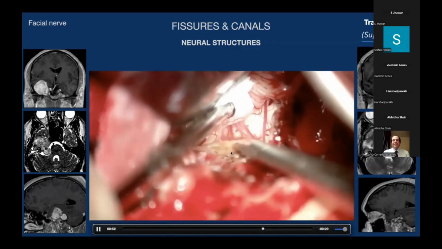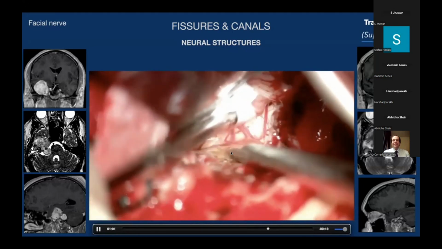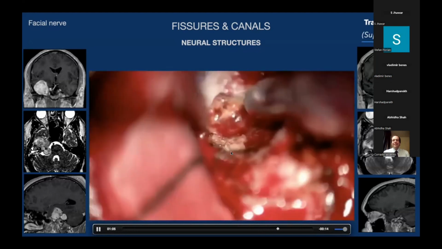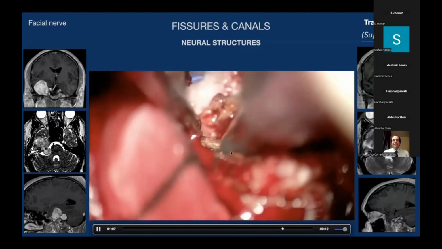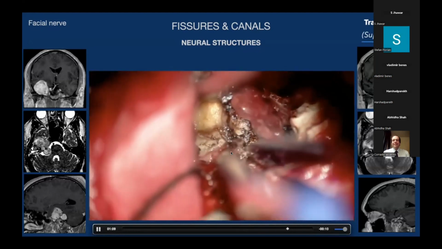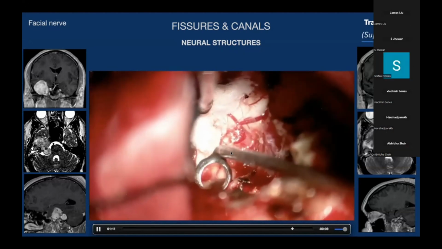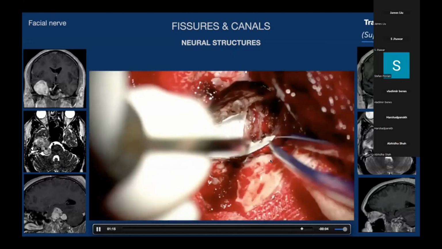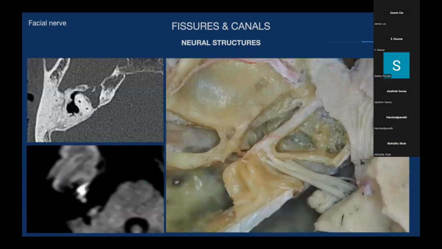And this is the last part of the tumor, which is located in the cisternal component. This is the cisternal part of this facial nerve schwannoma, which I was not able to remove completely because it was too low. So even drilling the petrous bone, I was not able to take the last part of it in a safe way. So this is why I left a small remnant in the posterior fossa, as you can see.